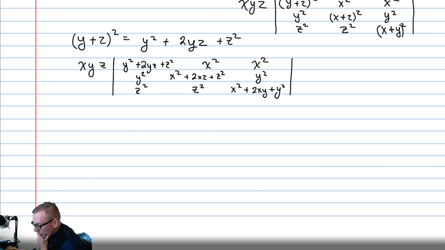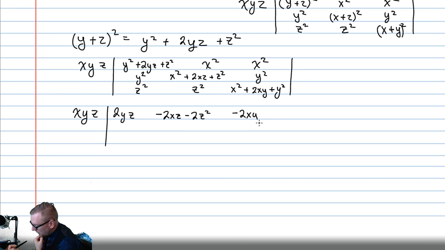So, yeah, I was thinking that we would do row operations from here and simplify it. X, Y, Z. Well, I'm going to subtract the first two. So we've got 2yz. X squared minus x squared is nothing. We got a minus 2xz. And a minus 2z squared. X squared minus y squared. So this is gone. This is gone. So this is minus 2xy minus 2y squared. And then the rest will stay the same, right?